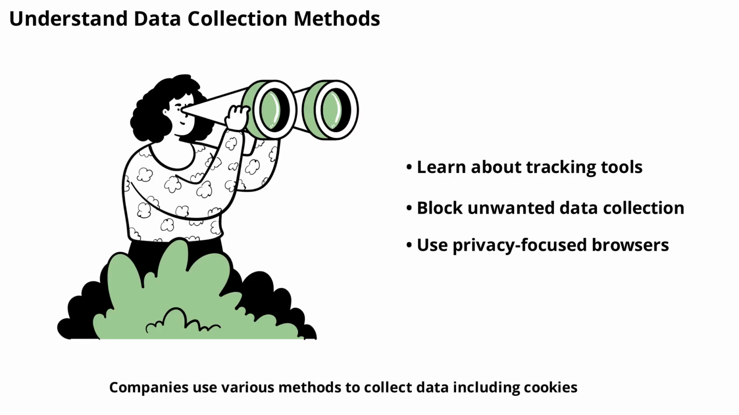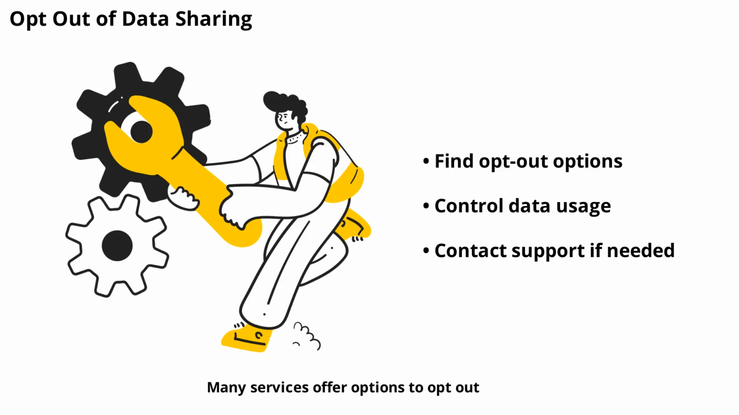Companies use various methods to collect data, including cookies, tracking pixels, and device fingerprinting. These tools can monitor your online behavior, sometimes without your explicit consent. Understanding how data is collected helps you identify potential risks and take steps to block or limit tracking. Use browser extensions or privacy-focused browsers to minimize data collection and keep your information safe from being used to train AI.